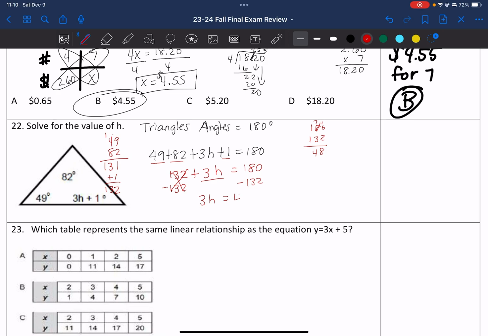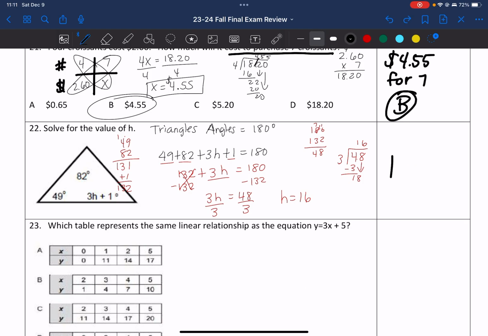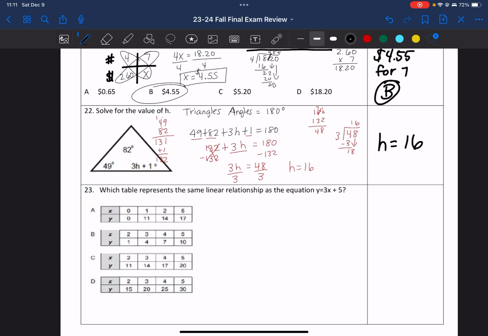So that would be 48. So now I'm going to divide by 3. So that means that what I'm going to get at the end, once I divide, let's do that. 3 can go into 4 one time, and 3 can go into 18 6 times. So that is going to be 16. So that means h is 16, and it's only asking me for the value of h. So here, h is equal to 16. All right, perfect. So let's go on to number 23.